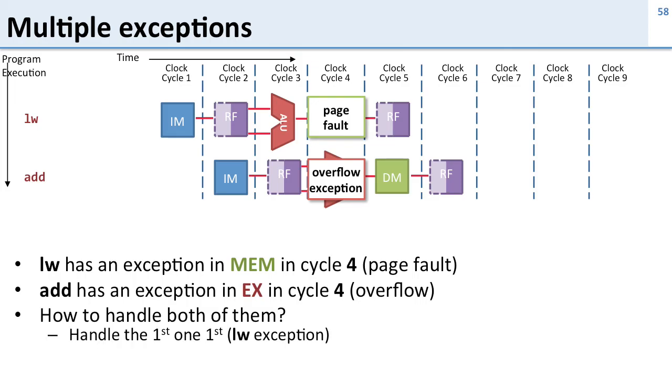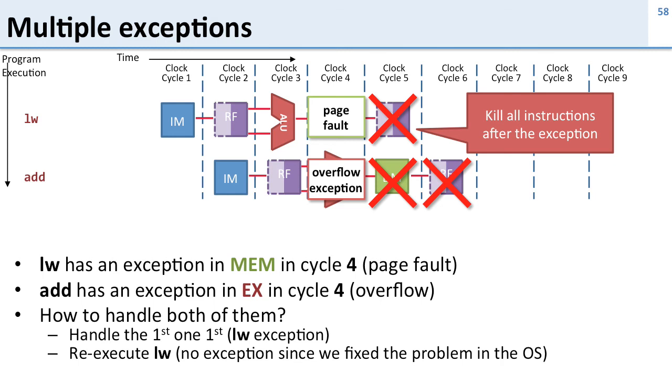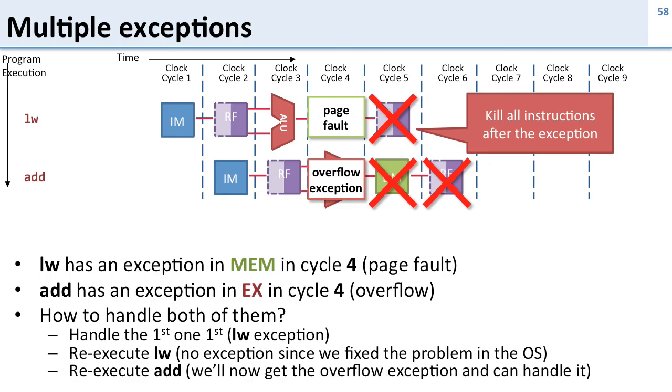So how do we handle this? Well, what we should do is handle the first one first. So we should handle the load word instruction and take care of that. And so that means we're going to have to kill the instructions after that. We're going to have to go into the operating system, load the page, and then re-execute load word. Once we've re-executed load word, we're not going to have an exception since the operating system fixed up the page fault. Then we can go on and re-execute add, and now we'll get the overflow exception, but we don't have any others, so we can handle that one by itself.